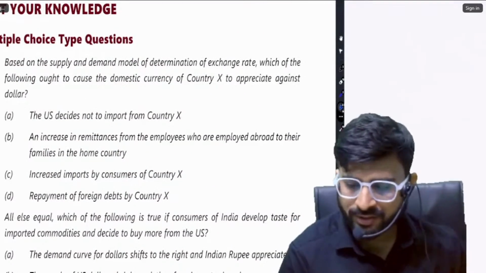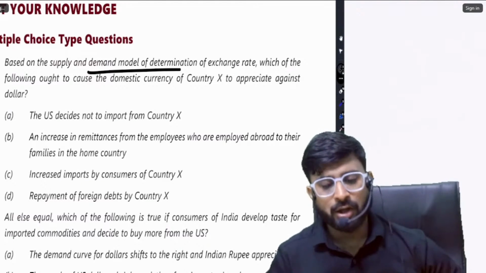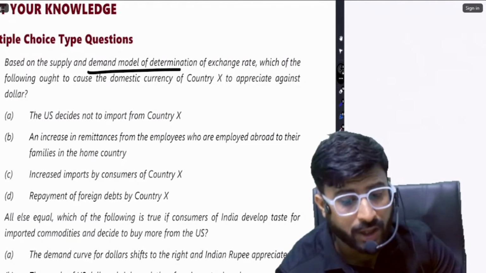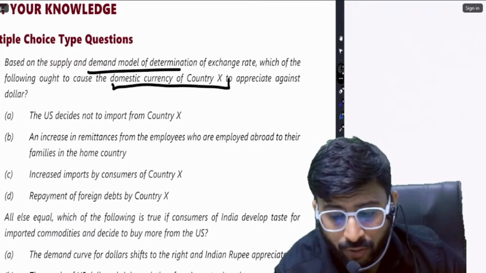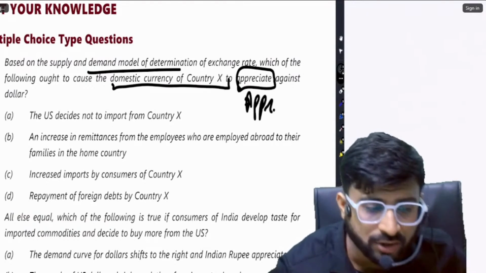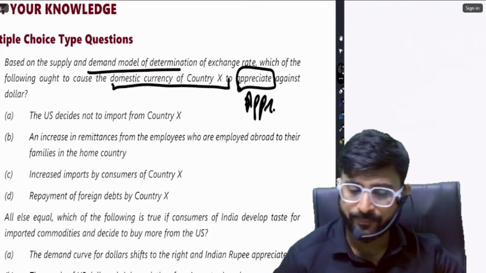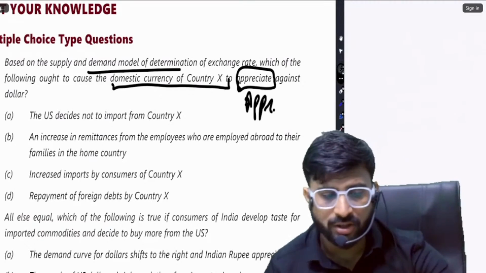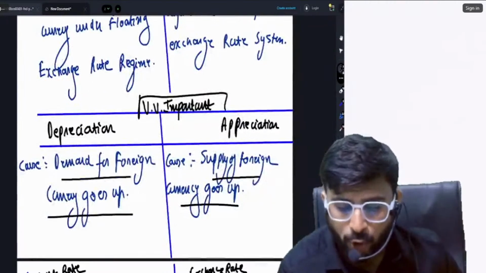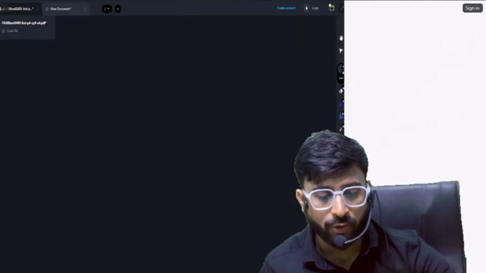Based on supply and demand model of determination of exchange rate, which of the following ought to cause the domestic currency of country X to appreciate against dollar? Remember, the word appreciation is being used. It means it occurs due to market forces. And when does appreciation occur? Have you forgotten? I told you, appreciation occurs when supply of foreign currency goes up.